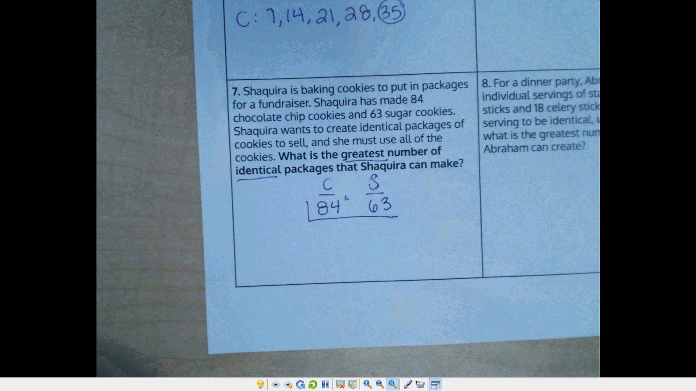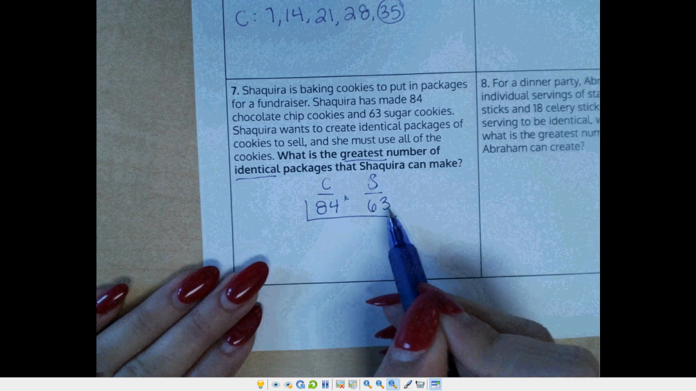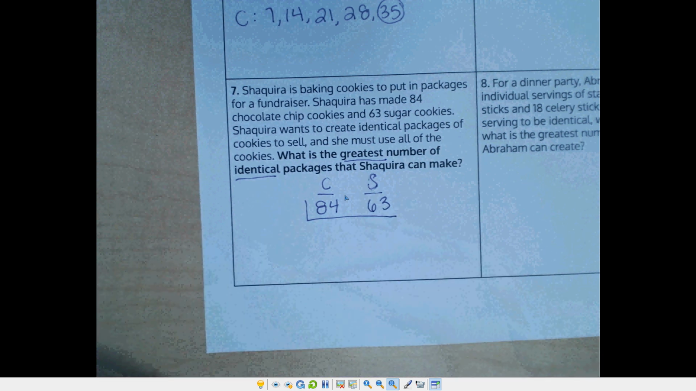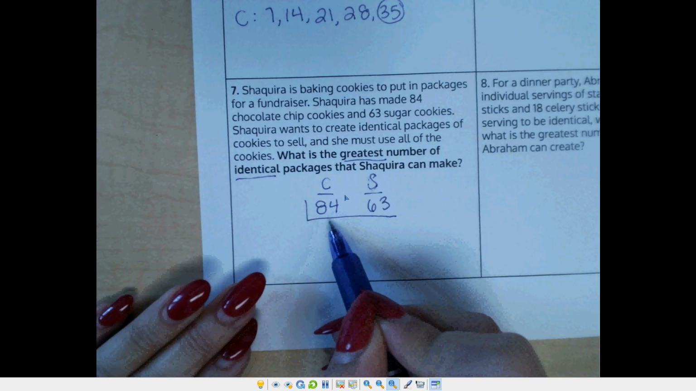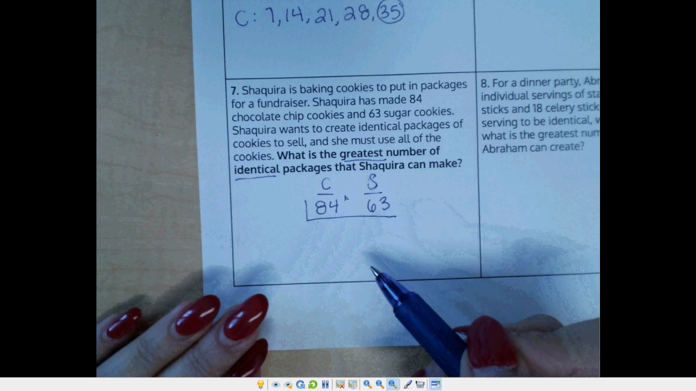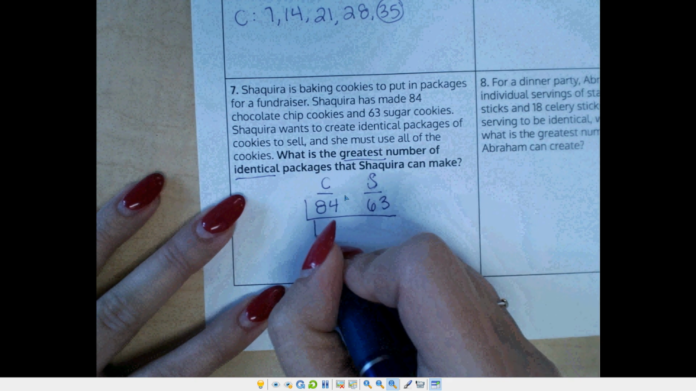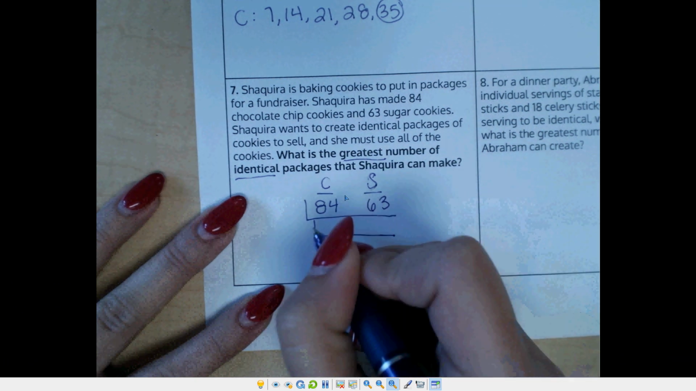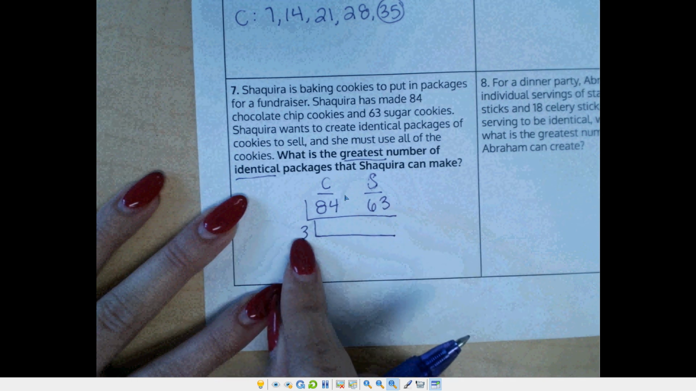All right, well, I know that if I add the two digits in a number together and if those are divisible by 3, then I can divide the number by 3. So 8 plus 4 is 12, and 12 is divisible by 3. And 6 plus 3 is 9. So 9 is divisible by 3. So I know both of these numbers can be divided by 3. So I'm going to start there. So I factor out the 3, which means I pull it out. I divide it out. Okay?